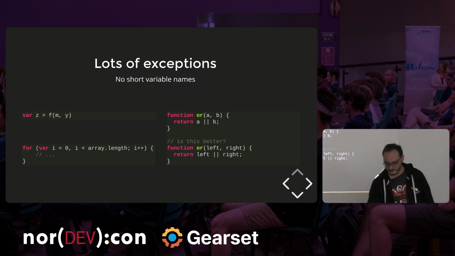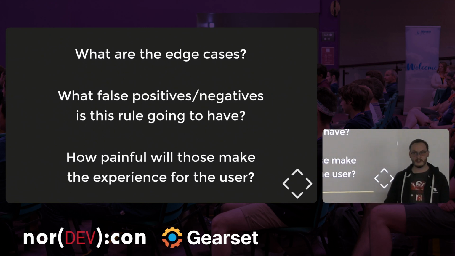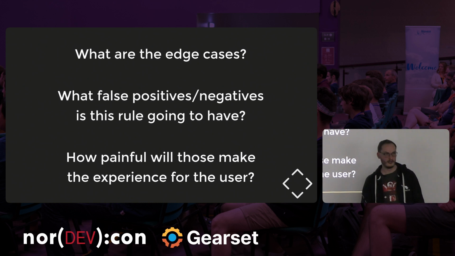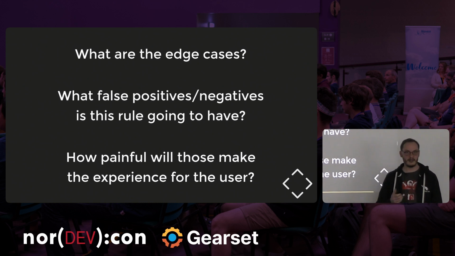So every time you enable or write a custom rule, you need to think about all the edge cases, or as many as you can think of. So what false positives or what false negatives is this rule going to have? And how painful will they make the experience for the user? Because I don't know if you've ever used linters where you keep getting these bad reports, but they're pretty known for those, mostly, in my opinion, because we enforce dumb rules that either don't make sense or they report way too many false positives. And I don't think they've been thought through, or that the programming language makes it easy for the linter to do a good job.